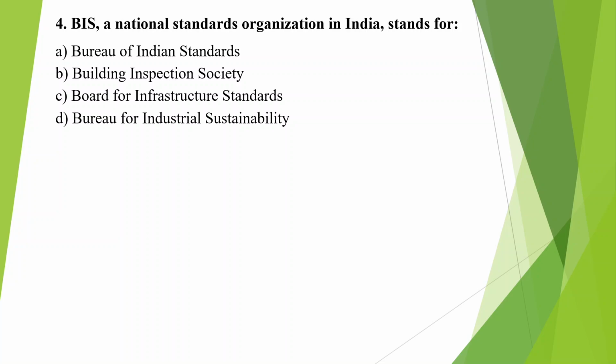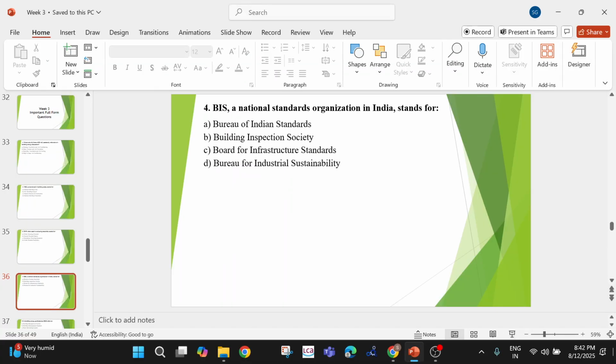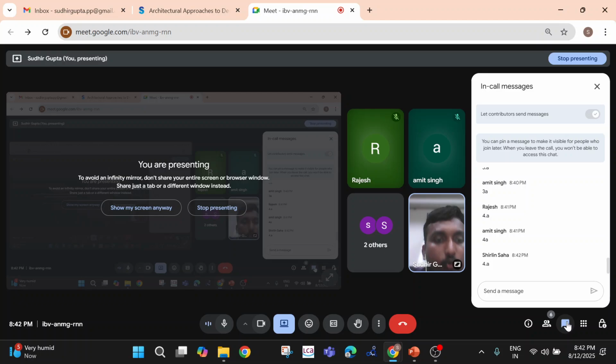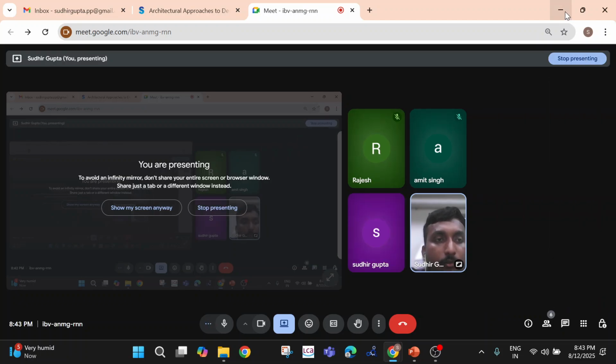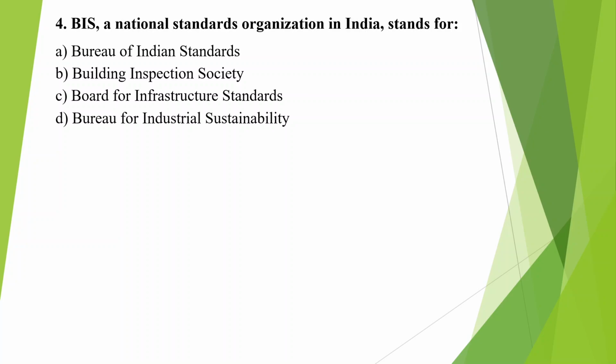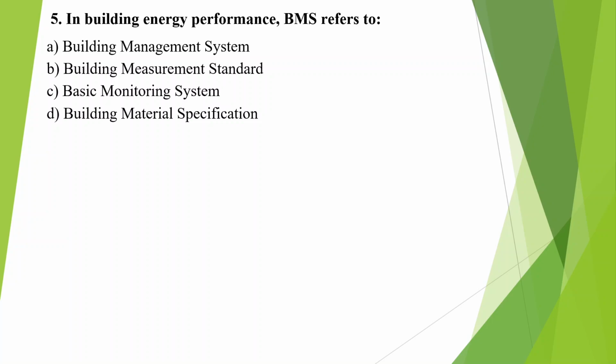Let's see how many of you have known. Finally, the thing is you should know, whether you knew it earlier or not, but now you should know it properly. 4A. So all of you are absolutely correct. It's Bureau of Indian Standard. It's a national standard organization for India, responsible for setting various building and material quality standards in India. Fine.